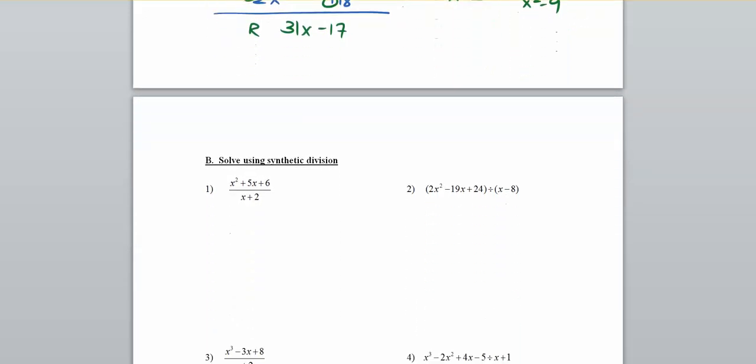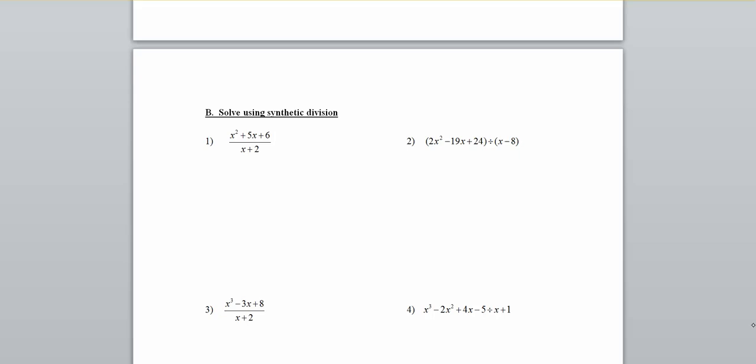Okay, now we're going to do similar problems. Okay, some of the same exact ones, but we're going to use something called synthetic division.